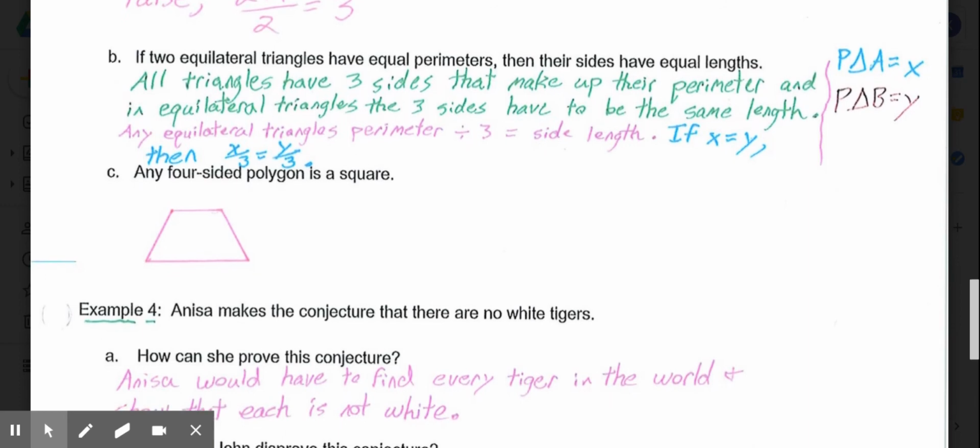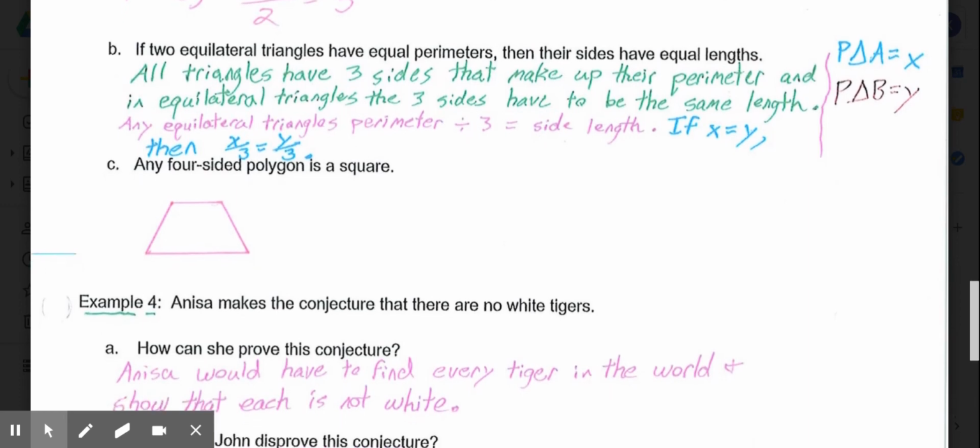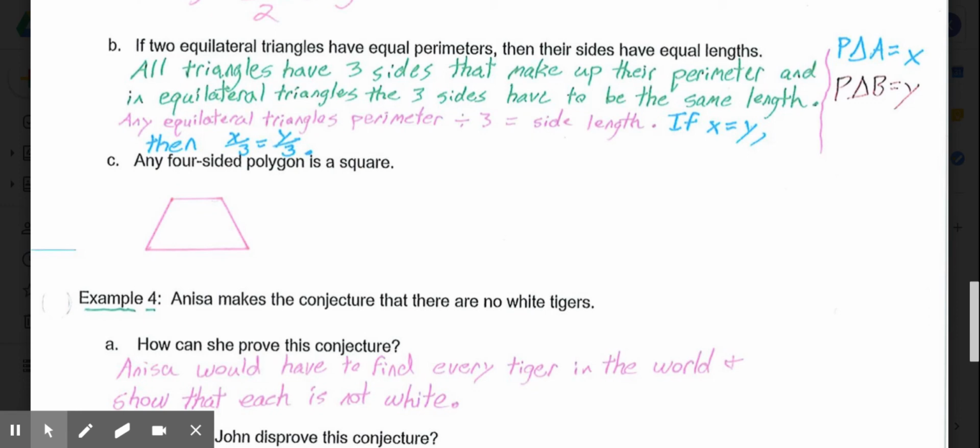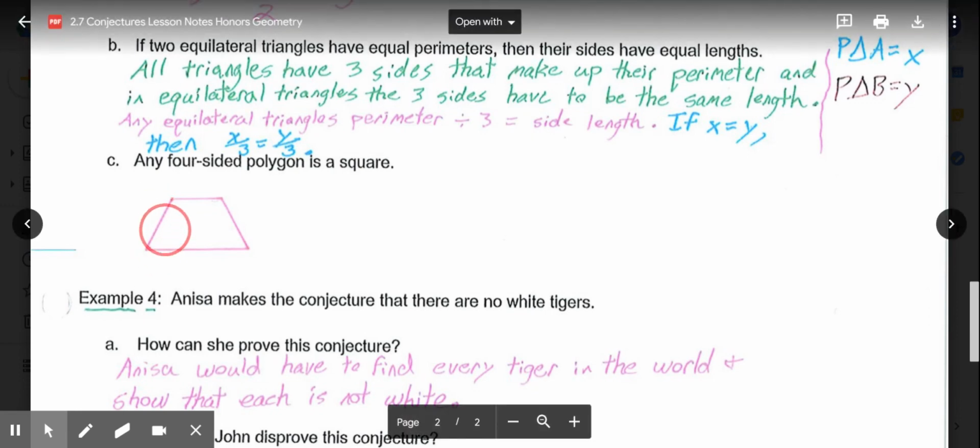In C, any four-sided polygon is a square. Obviously that's false. We have many quadrilaterals that are not squares. In this case, I drew a trapezoid. I could have drawn a parallelogram, a rhombus, a rectangle, or many more.